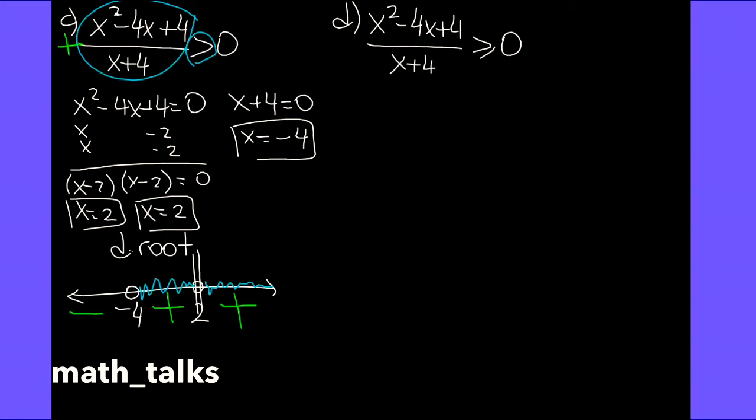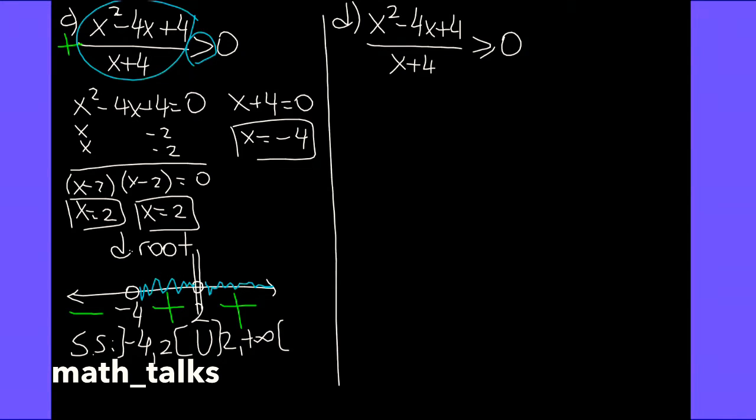Okay, let's write the solution set. -4 until 2. Both of them are open. Why is 2 not included? Because it's open, yes? It's not filled. Union, 2 until positive infinity. Okay, that's it.